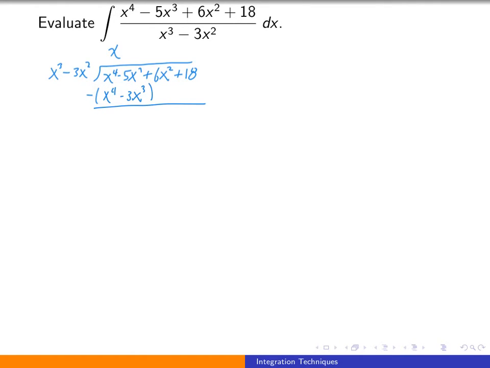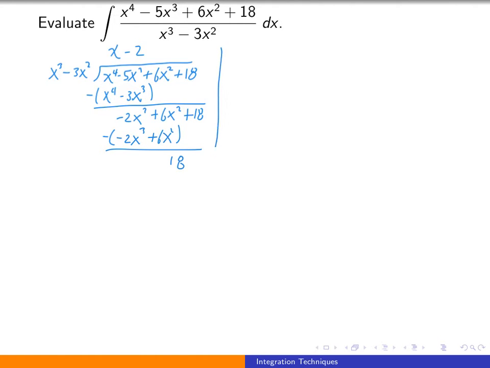So minus 5x cubed plus 3x cubed is minus 2x cubed plus 6x squared plus 18. X cubed times minus 2 will give us that minus 2x cubed. And now we need to subtract away minus 2 multiplied by this quantity x cubed minus 3x squared. So we're subtracting away minus 2x cubed plus 6x squared, which leaves us with a single 18 left over.